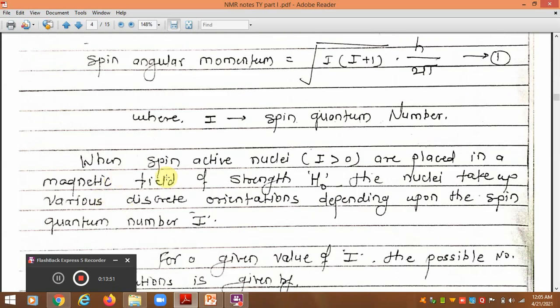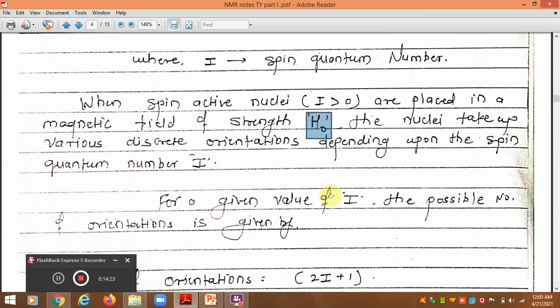So a spin active nucleus means its spin quantum number is greater than 0, so it has some value of spin. If it is equal to 0, then such nuclei are called spin inactive. These spin active nuclei, having spin quantum number greater than 0, when placed in a magnetic field of strength H0, which is the strength of the applied magnetic field, take up various different orientations depending upon the value of the spin quantum number.